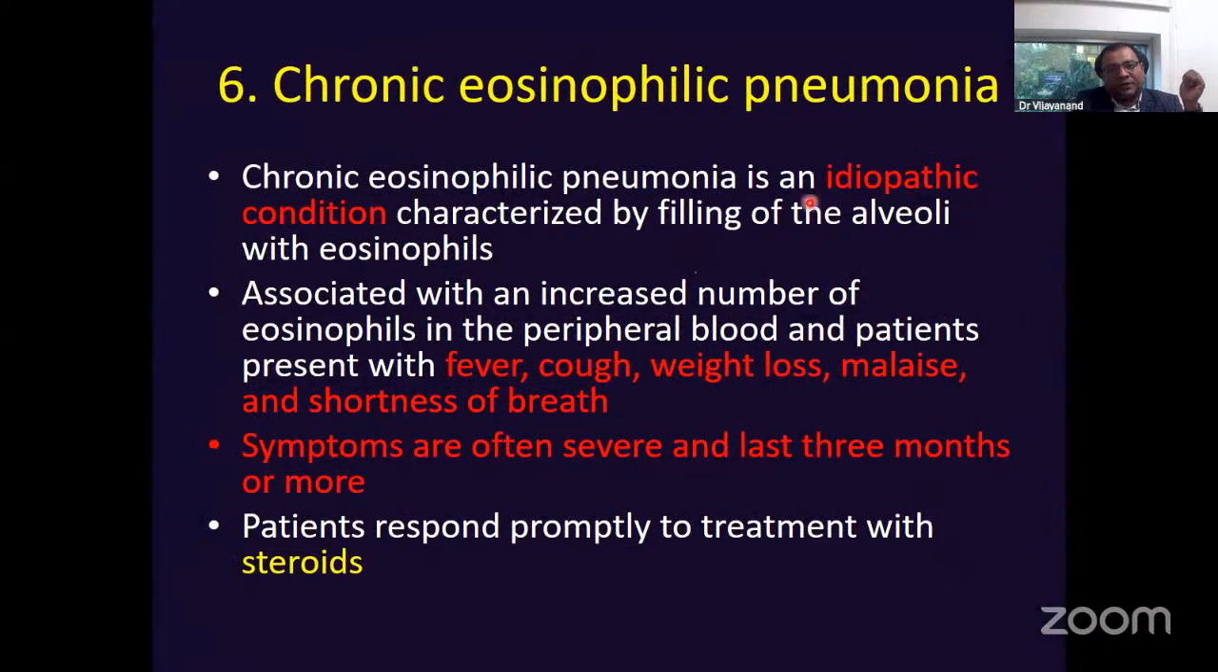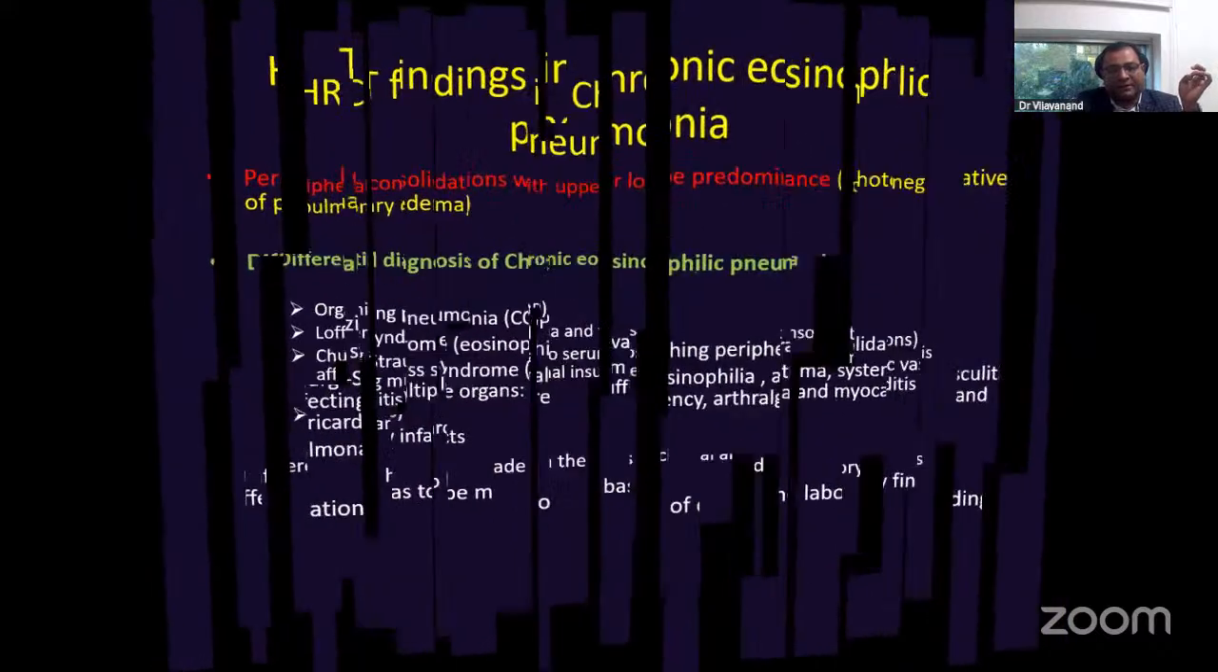Coming to chronic eosinophilic pneumonia, it's an idiopathic condition characterized by filling of the alveoli with eosinophils. Patients can present with fever, cough, weight loss, malaise, and shortness of breath. Symptoms are often severe and usually last for 3 months, and they promptly respond to steroids.